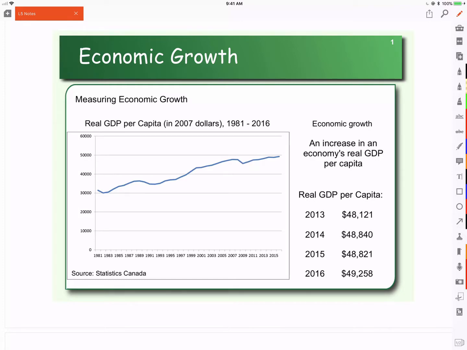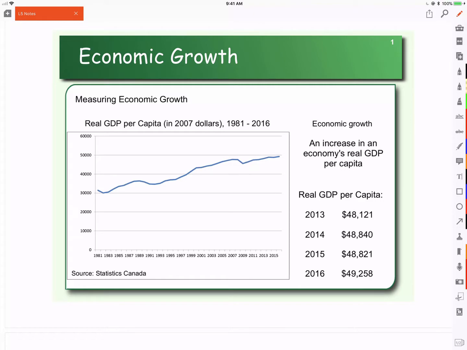For this level, we're going to look at measuring economic growth. Now, previously we said that we measure economic growth as the change in an economy's real GDP per capita. And so what we're going to look at is the real part. How do we calculate real GDP versus nominal GDP?